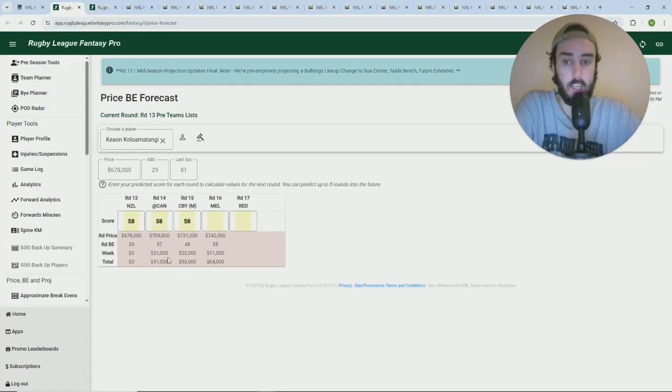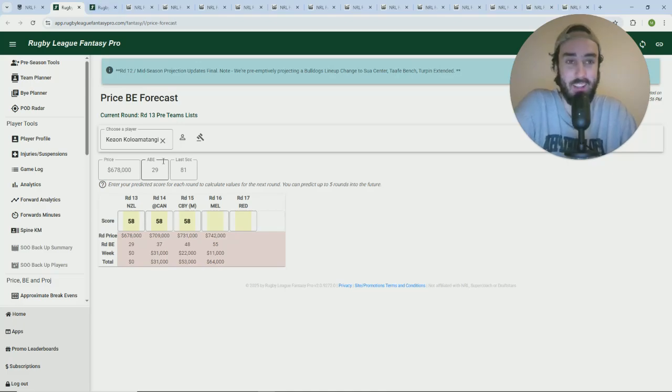Then you see Kaloa Matangi in the same time. He's projected to make 64k. I cannot do maths right now. 64k, and Hubner was meant to make 20k. So if you made the trade, you're actually gaining 44k over the next 3 rounds. And also he's going to score 58s as opposed to 39s realistically.